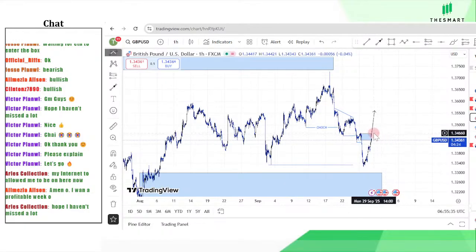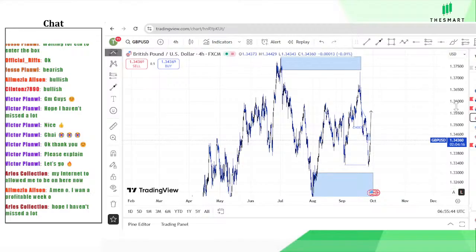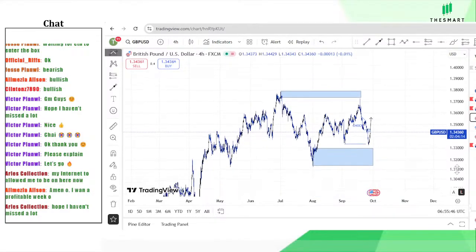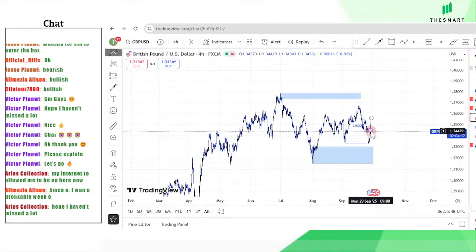But if this sell should hold, then this low should be taken out and price should continue to the downside on GU. So let's look at the 4 hours to see. If this sell should hold from this point, there's a tendency that price will take out this zone. Price should continue to the downside because this supply is still in control.